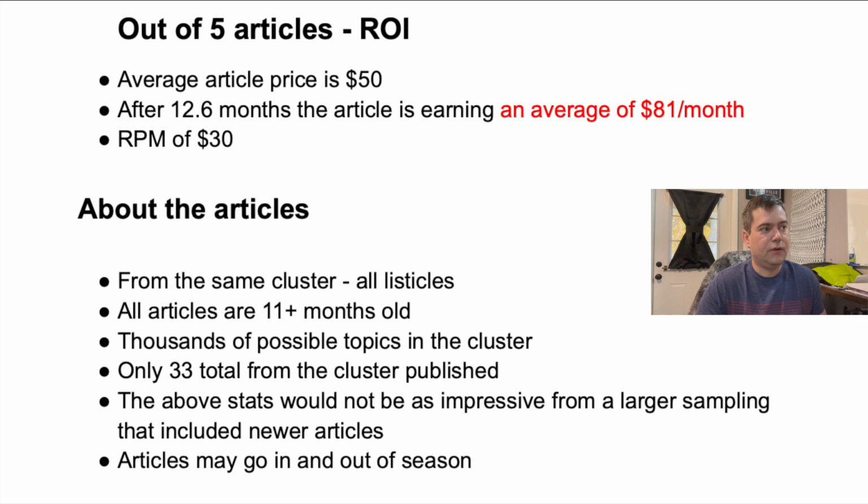Now, here are some things to know about these 5 articles. They are all from the same cluster, and they are all listicles. Now, as I mentioned, each one of these articles is at least 11 or 12 months old, so they're about a year old or more. Also, there are thousands of possible topics in this cluster. I only went after 33 of them over the last year or so, because there is such a vast amount of topics to choose from.